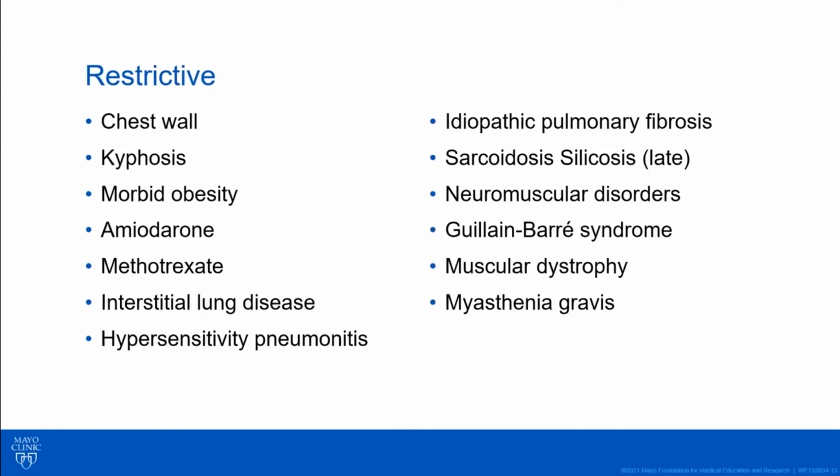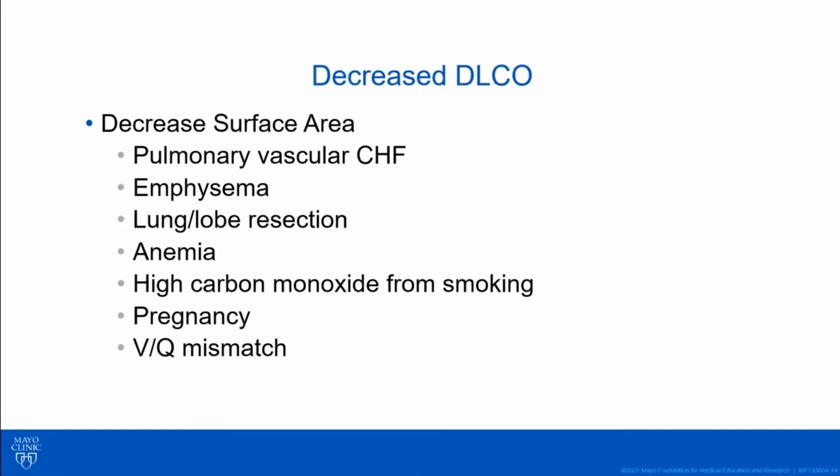Restrictive lung disease is anything that is going to prevent the chest wall from expanding, the lungs from expanding. So there can actually be something wrong with the chest wall. There can be something wrong with the body structure, like kyphosis. Morbid obesity, you will see a restriction. It's not a large restriction, but you can see a restriction sometimes with morbidly obese patients. Amiodarone causing some kind of pulmonary fibrosis, interstitial lung disease, muscular dystrophy, a problem with the muscles. Again, anything that's going to prevent it from expanding.